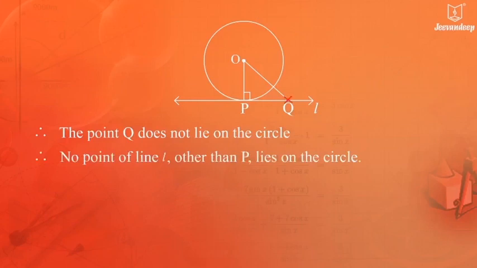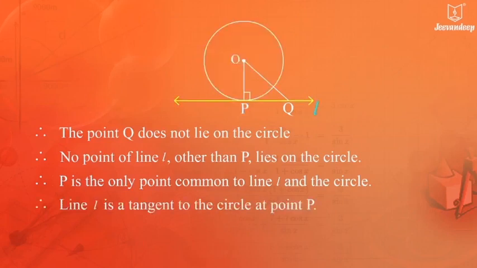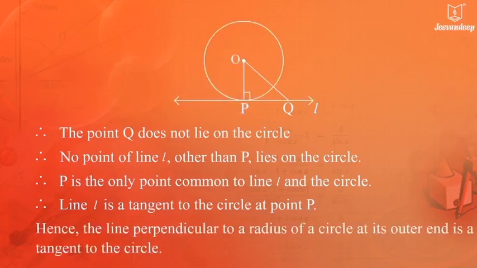Therefore, no point of line L other than P lies on the circle, or P is the only point common to line L and the circle. Thus, line L is a tangent to the circle at point P. Hence, the line perpendicular to a radius of a circle at its outer end is a tangent to the circle.